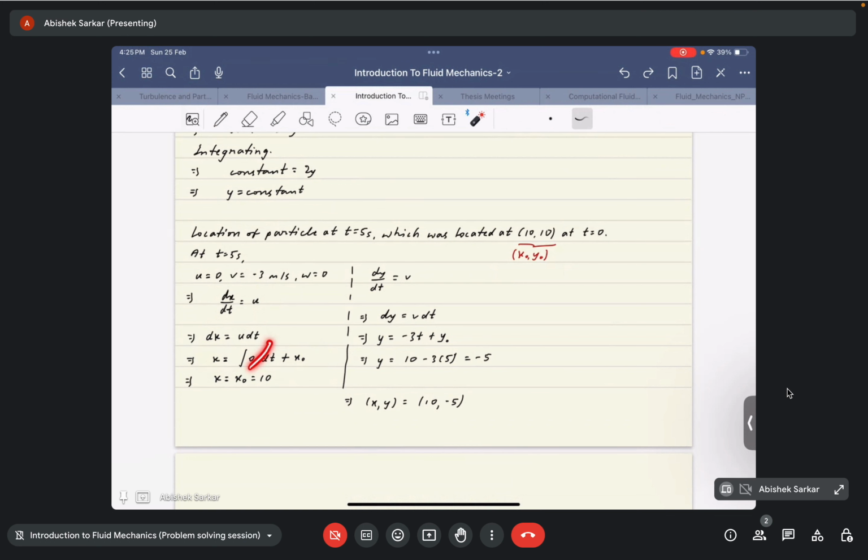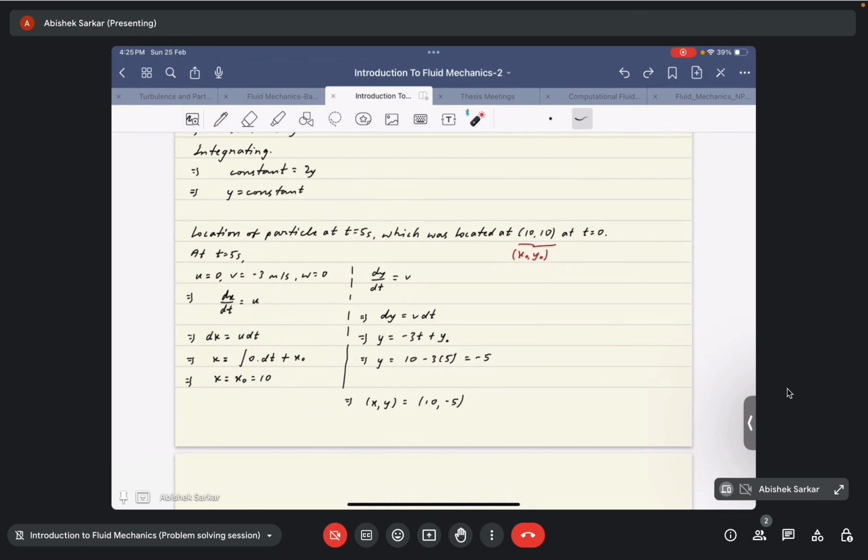Since this term is 0, then x would be x naught. So the initial coordinate of the particle would itself be the coordinate of the particle after t equal to 5 seconds, at x coordinate. Similarly for y, we write that dy by dt is equal to v, then dy is equal to v dt. Then integrating, we get that y is equal to -3t plus y naught, right? Then just substitute the value of t and y naught here to get that y is equal to -5.